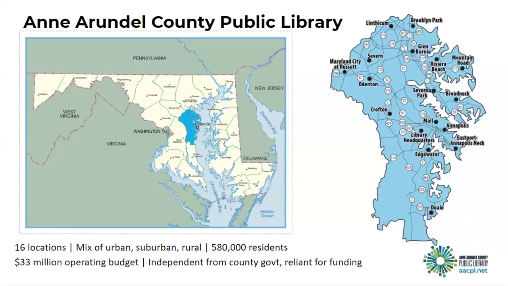We wanted to provide you with a little bit of context about where Anne Arundel County is. We've got a county map here on the side, and on the left, you can see that we are nestled between our state's capital, Washington, D.C., Virginia, and then to the north, Pennsylvania, New Jersey, Delaware, New York. In Anne Arundel County, we have 16 library locations. We have a lovely mix of urban, suburban, and some rural areas as well. Our county consists of 580,000 residents, and the operating budget for the library is approximately $33 million.